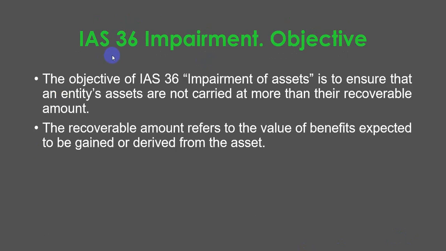Objective of IAS 36. The objective of IAS 36 impairment of assets is to ensure that an entity's assets are not carried at more than their recoverable amount. The recoverable amount refers to the value of benefits expected to be gained or derived from the asset.